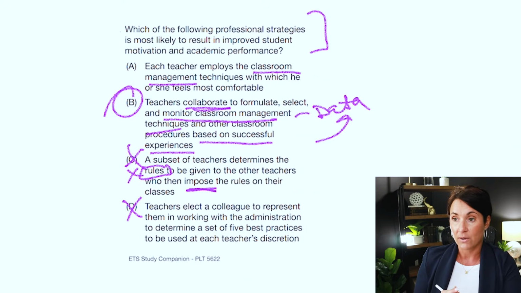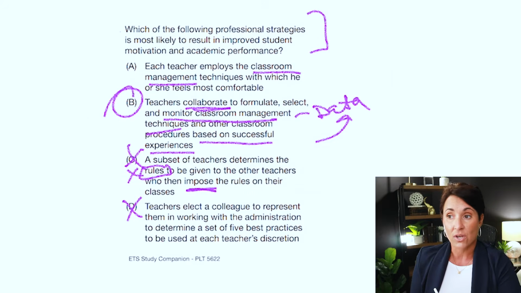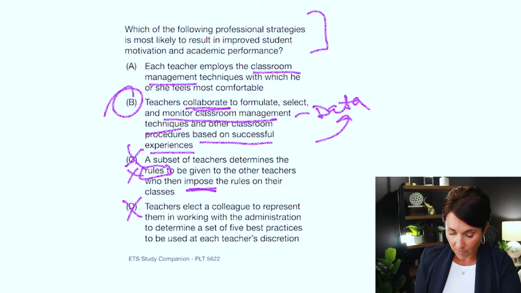Let's read the question, okay? Which of the following professional strategies is most likely to result in improved student motivation and academic performance? All we're talking about here is, how do we improve student performance? Now, obviously, classroom management does improve student academic performance, because if they are more engaged in the learning and spending less time on behavior issues, they're going to achieve more, for sure.